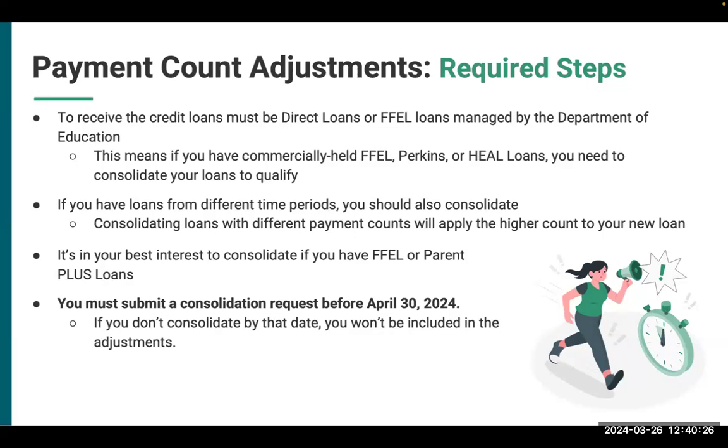Now, there is a deadline that I want to make sure everyone is aware of that they need to consolidate by. You need to consolidate by April 30th of this year in order to qualify for the payment count adjustments. All right, so again, I'm going to repeat that. April 30th of this year is when you must consolidate by in order to qualify for these account adjustments. If you don't consolidate by that date, you won't be included in the adjustments. So to reiterate, not everyone has to consolidate, just those with commercially held FFEL loans, Perkins or HEAL loans, all right, and those with loans from different time periods, it's going to be in your best interest to consolidate, right?